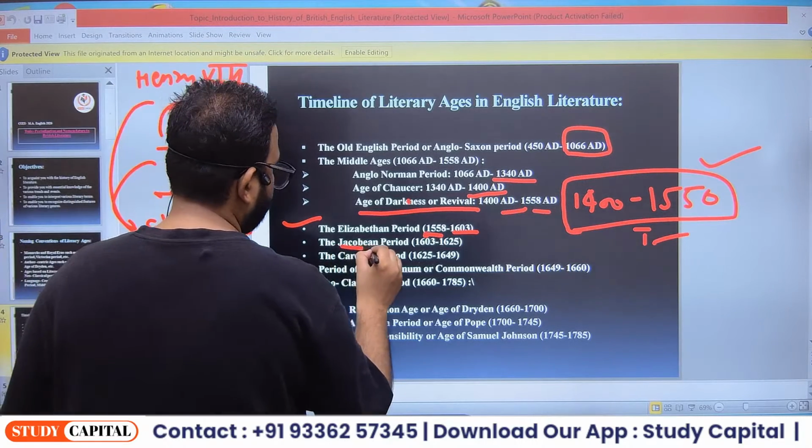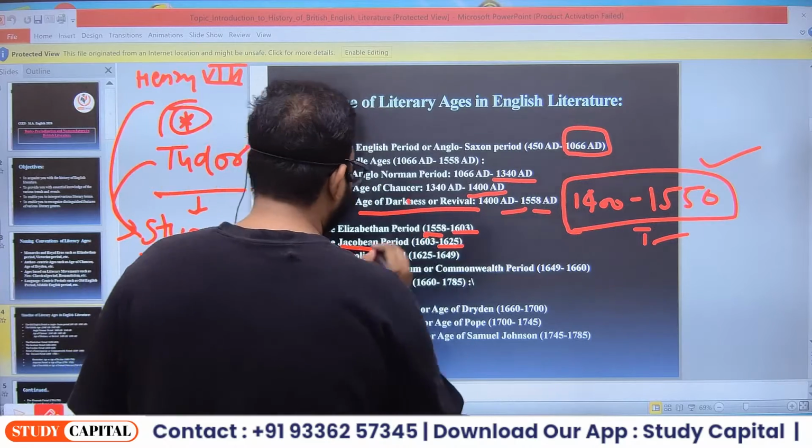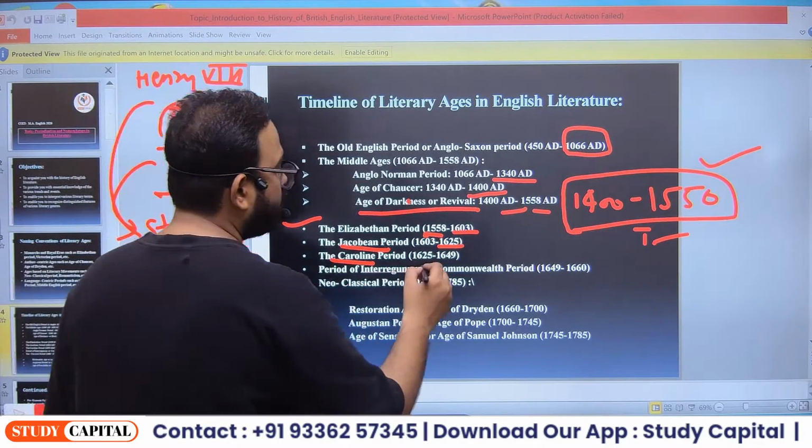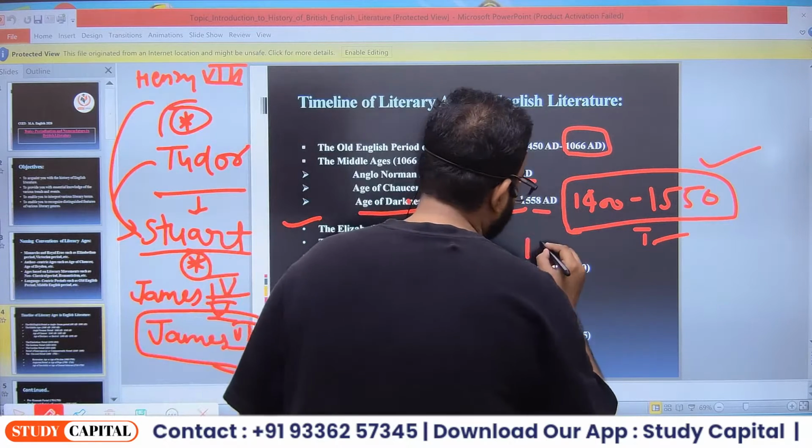That is why the Jacobean period, right? It will end in 1625. Then Caroline means Charles in Latin. Charles I will come, he'll rule till 1649. There is a historical event there.